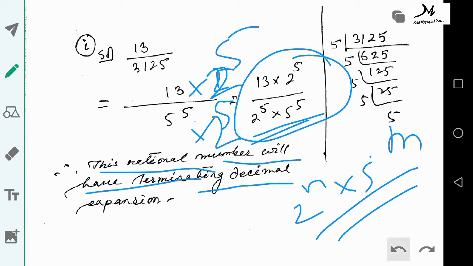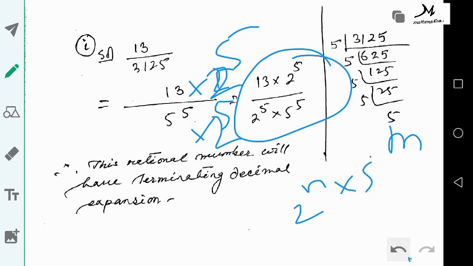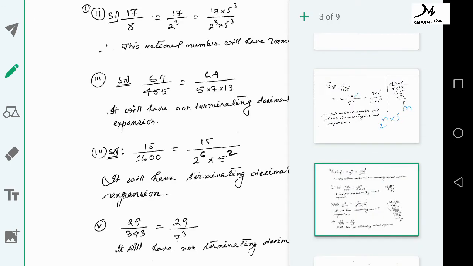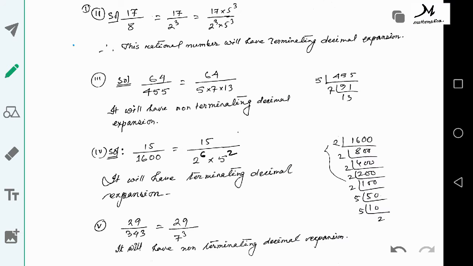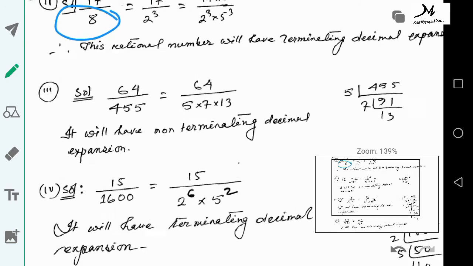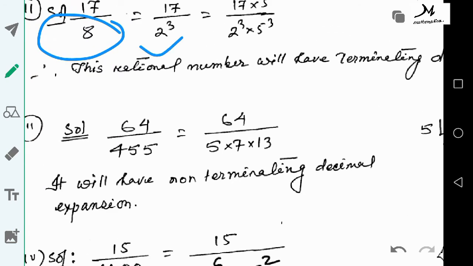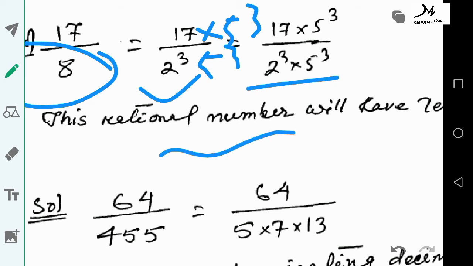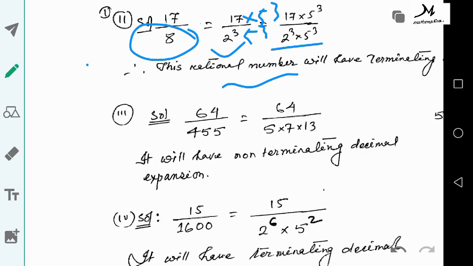Okay, so now let's move on to the next one. Next one is 17 by 8. Now 8 can be written as 2 cube, and multiplying 5 cube with both the numerator and denominator, we can obtain this form, 2 to the power n into 5 to the power m. So that's why it also will have terminating decimal expansion.